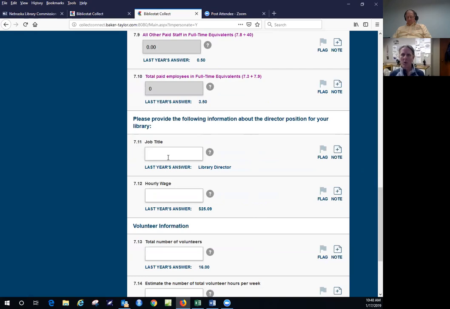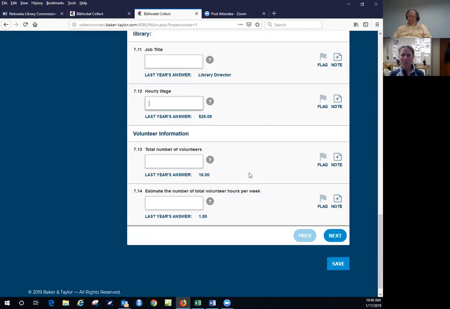So then under 7.11, we want to know about the library director, what the job title is, library director, your hourly wage. We get a lot of salary requests. We only collect data for directors, but there may be libraries that are looking to hire a new director. They want to look at maybe the salaries in their area or their peer libraries. So we publish that data and make it available.